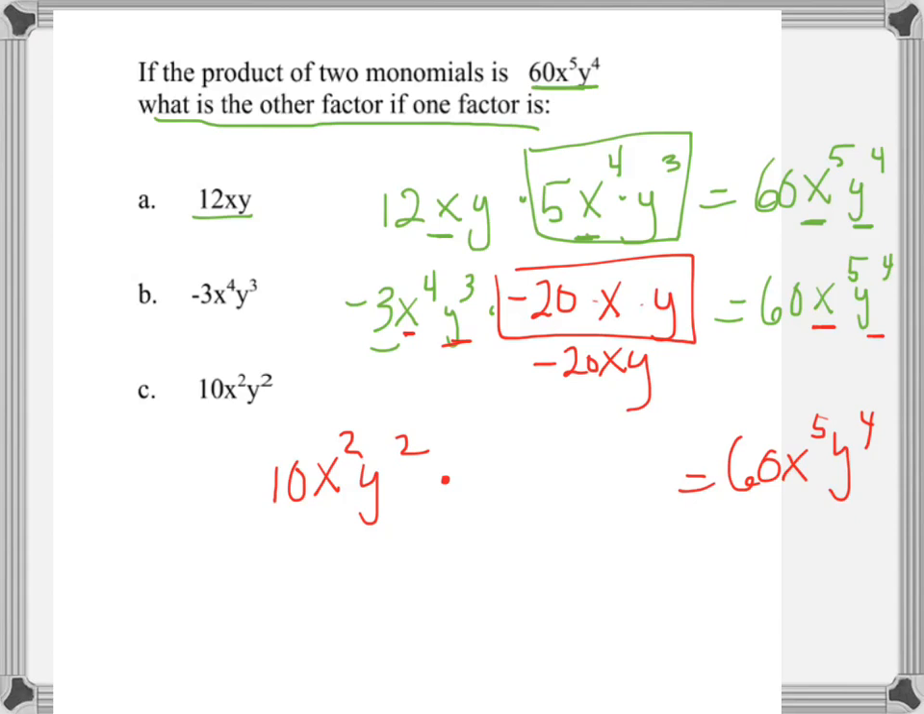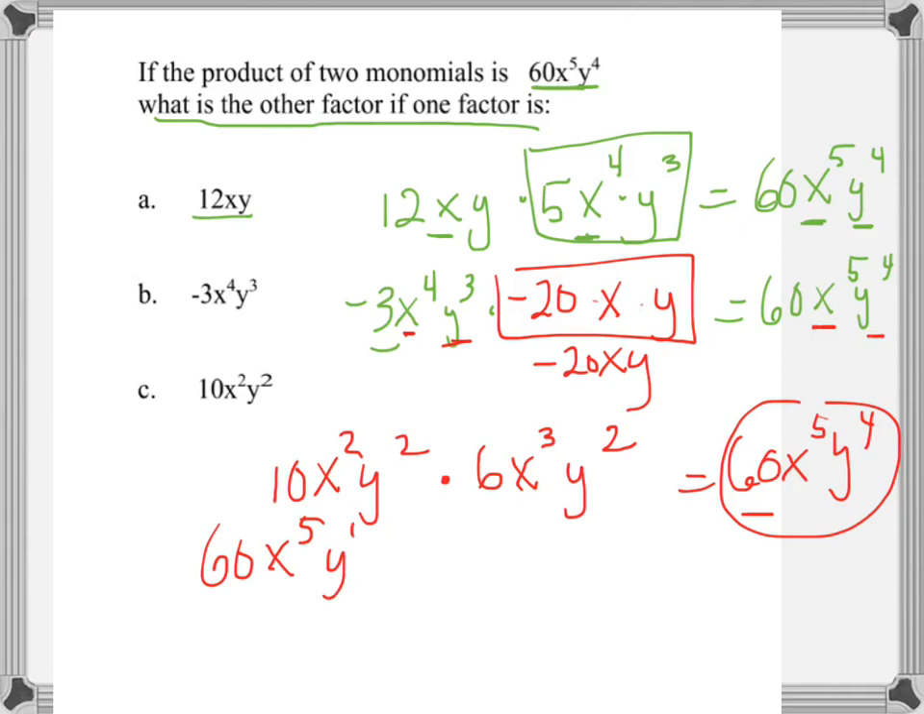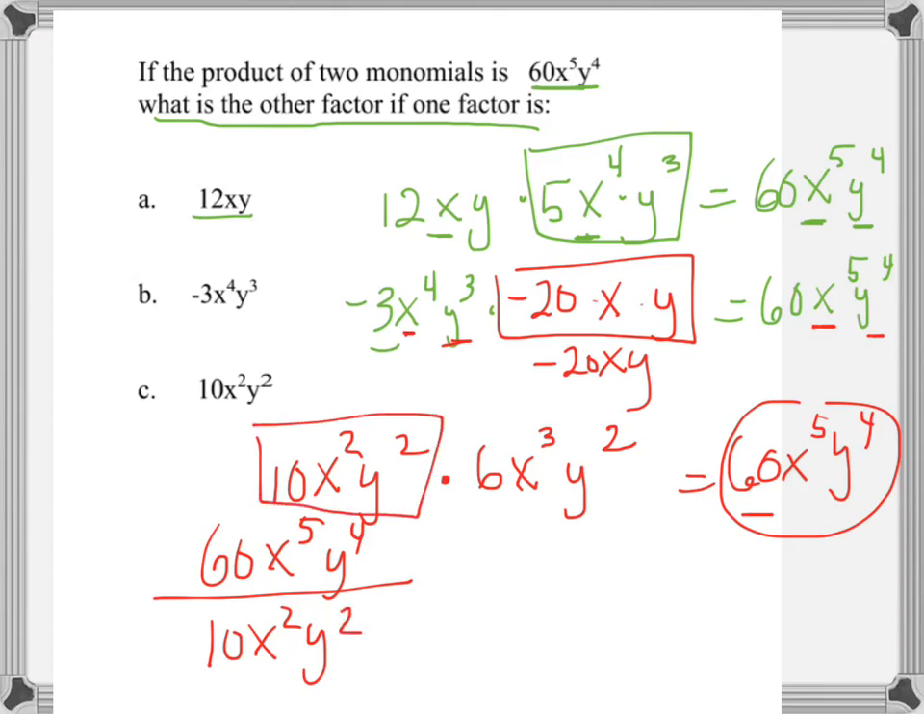Well, I'd have to get 60 as a coefficient, so I need 6 here. I need to multiply by x to the 3rd, and the second one would be x to the 2nd power. So another way of looking at this is what happens when I take 60 x to the 5th, y to the 4th, and divide it by 10x squared y squared. Okay, that's another way of looking at multiplication.